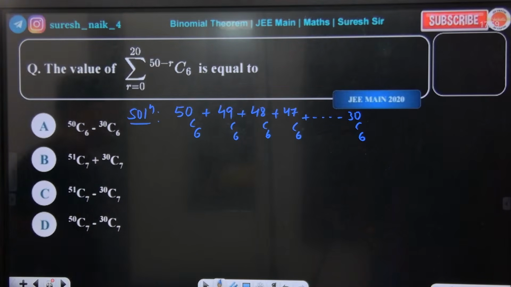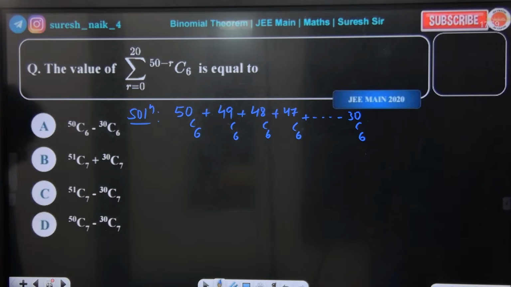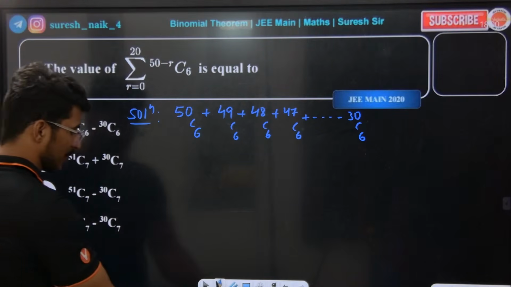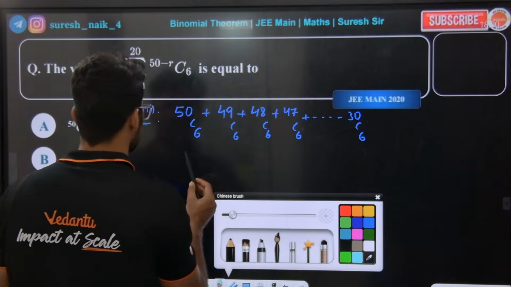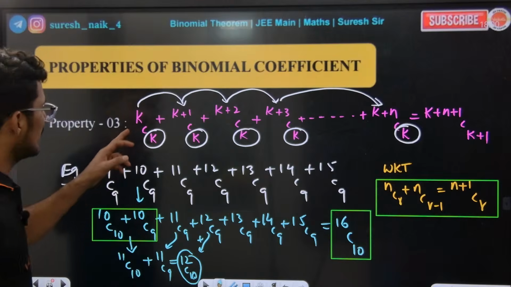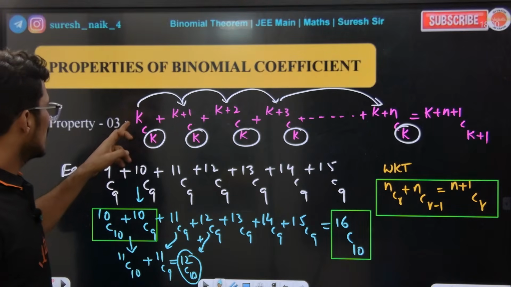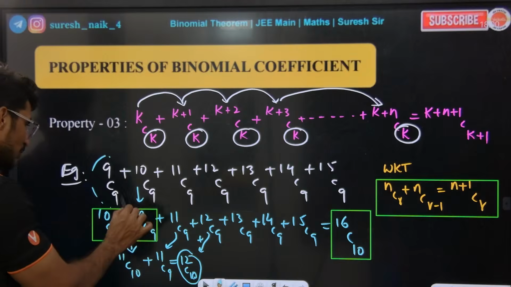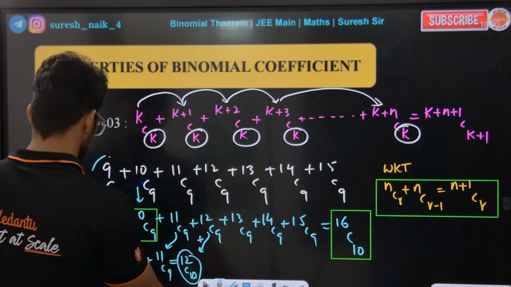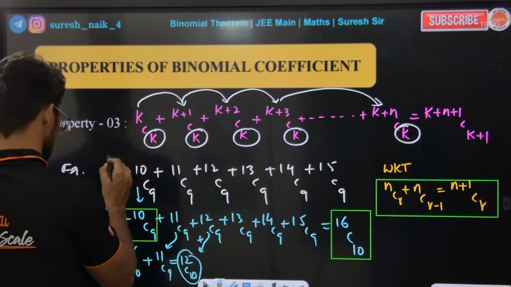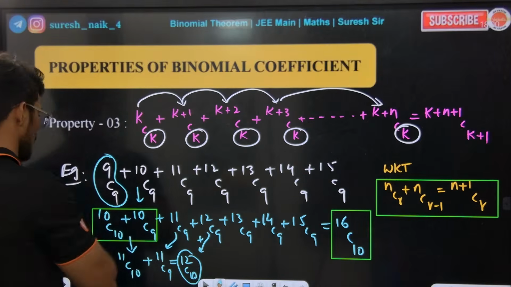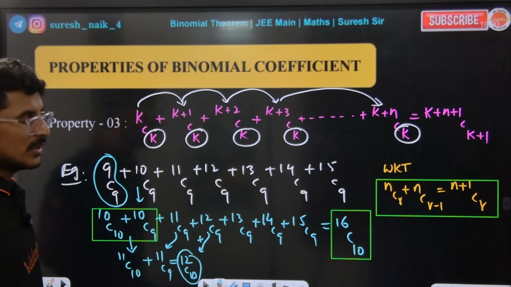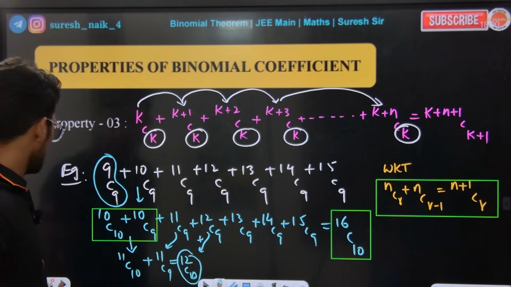Everybody listen to the class. How do we apply this property? To apply this property, we need to have all the terms, from 9C9 to 15C9. We need to have at least this one term. Such a term must definitely be there, and these two must be the same.